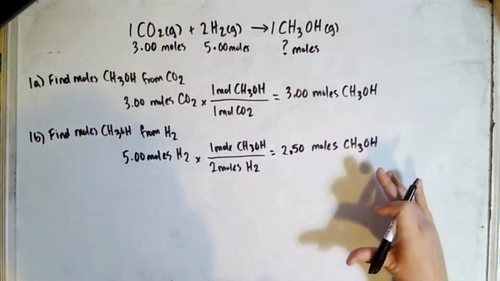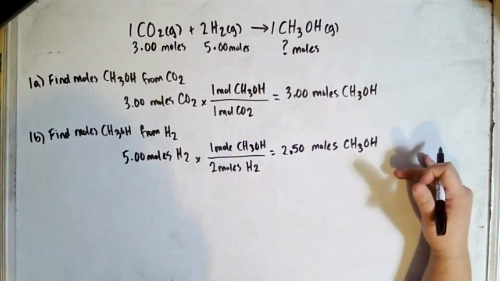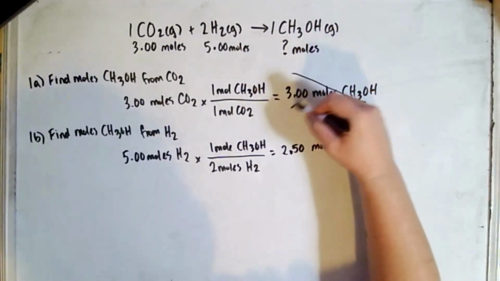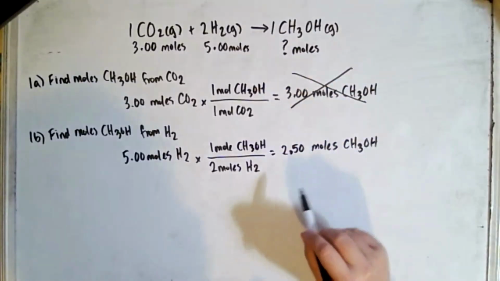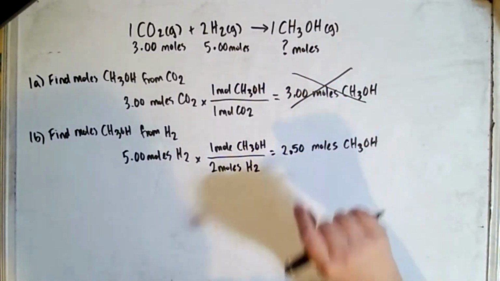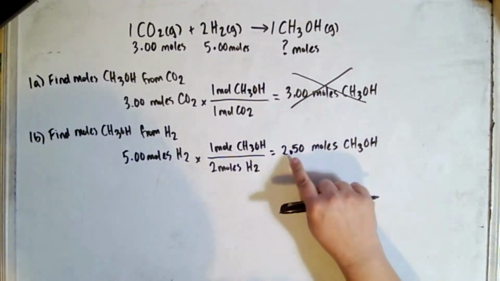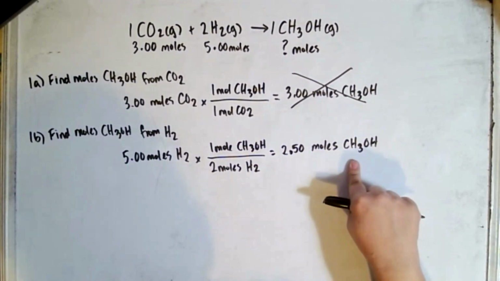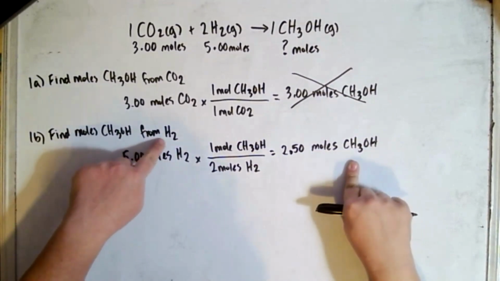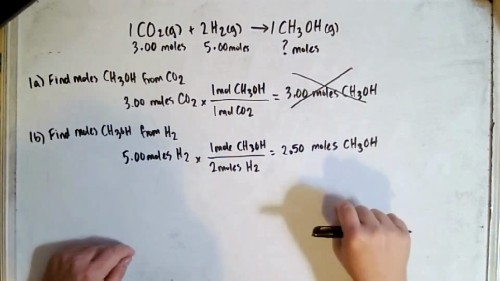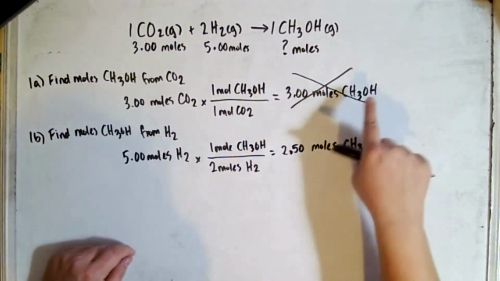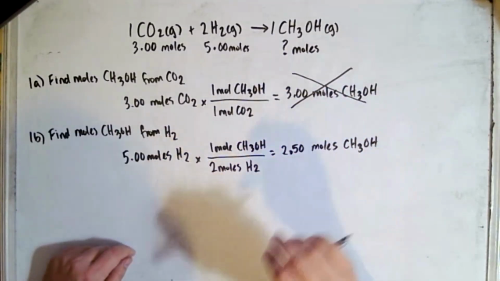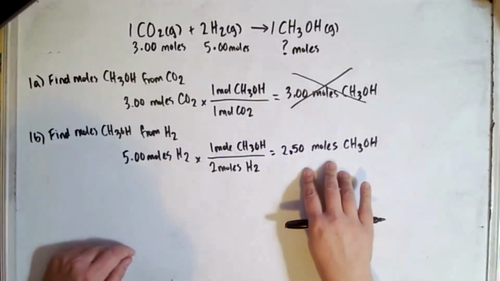Okay, at this point, you're going to compare these numbers that you have. The bigger number is a number that can't happen, because after we form 2.5 moles of CH3OH, we're going to run out of H2. So there is not enough hydrogen to make 3 moles of CH3OH. There's enough carbon dioxide to make it, but there's not enough hydrogen to make it.